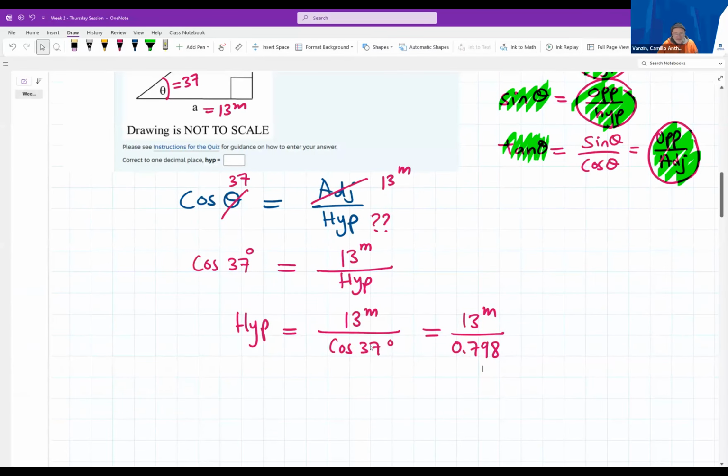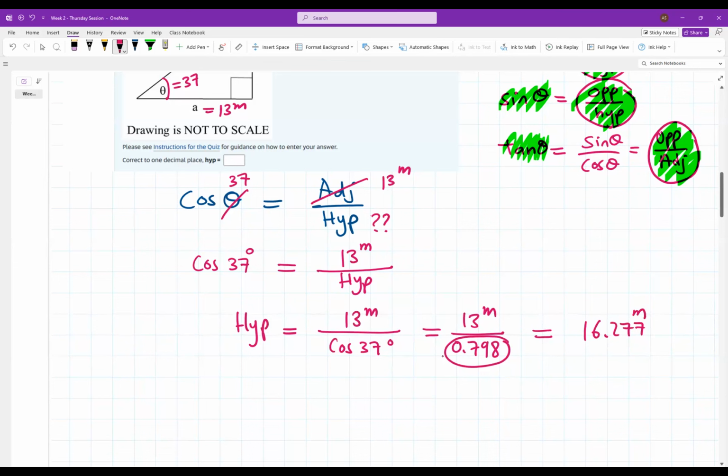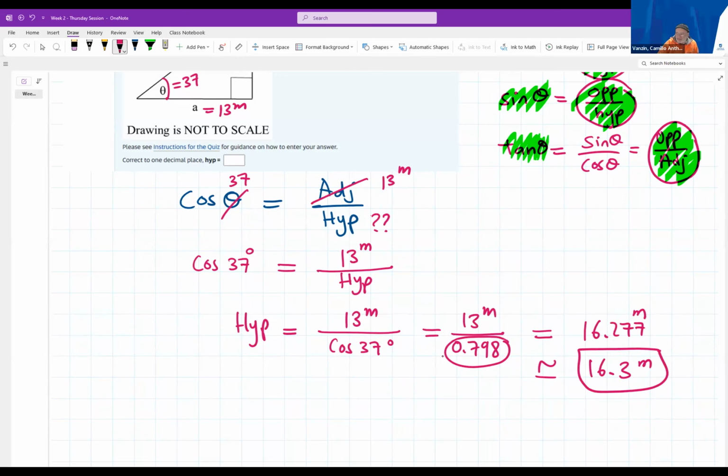So we have cosine theta equal to 0.798, and the adjacent as 13 meter. So the value will be 16.277 meter, or if we round it up, it becomes 16.3 meter, because the answer needs to be accurate up to 1 decimal place. So you can write it as 16.3. But if you want to write it in more detail, that's okay as well.